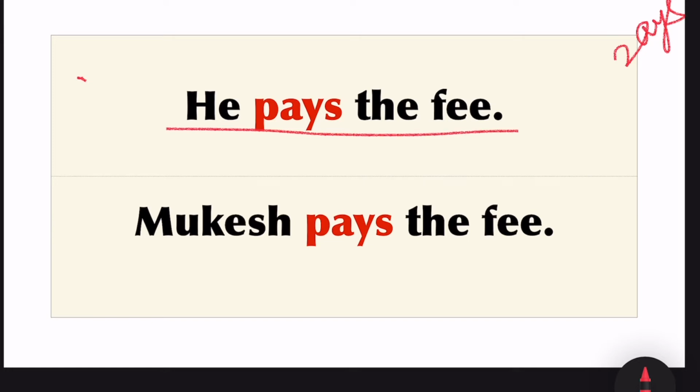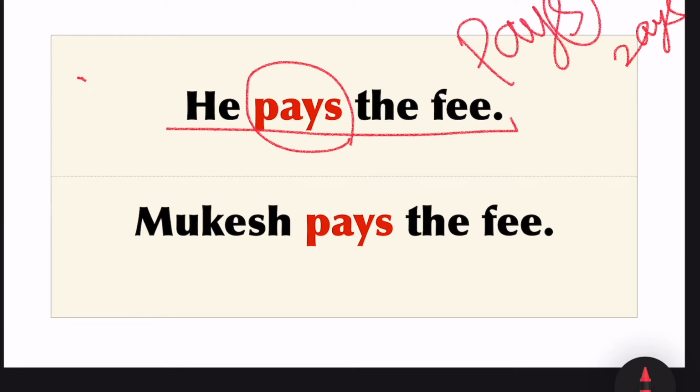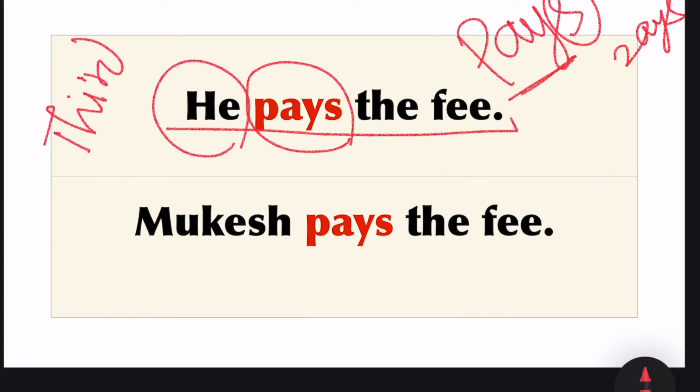He pays the fee. Look at the change here. We have written pays. We have added s with the verb, root verb pay. Why have we added s here? Because he is a subject, that is third person singular subject. So, we have added s with the root verb pay.